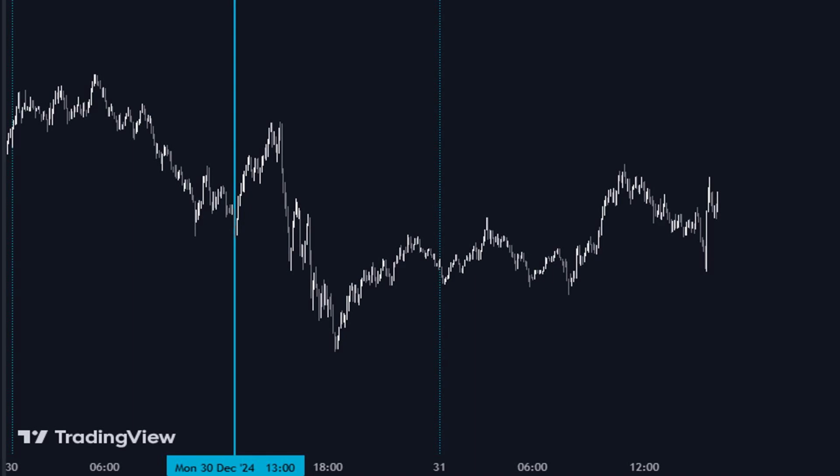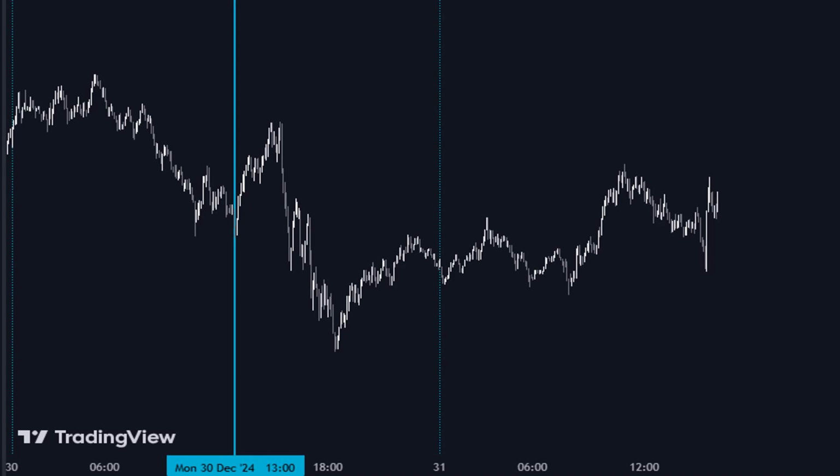Let's dive in. We've rolled the clock back to Monday, December 30th, and I've got a vertical line drawn right at 1 p.m. By now, I'm sure most of you are familiar with the 714 method rules. But hey, if you're not, no worries. Just go back and watch the other 714 method video where we broke down all the rules in detail.